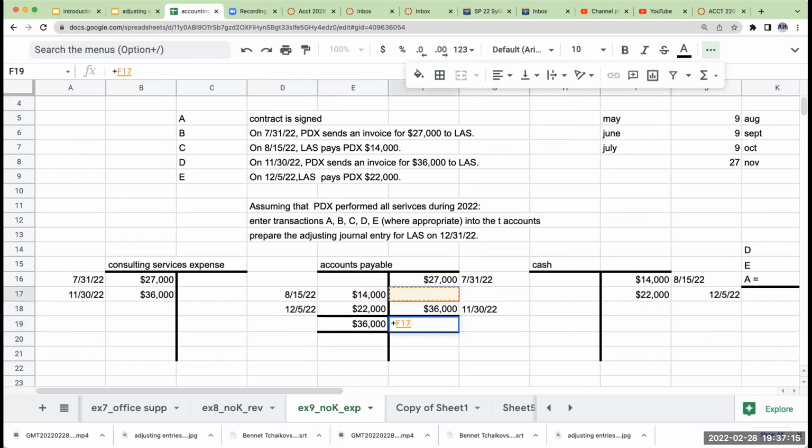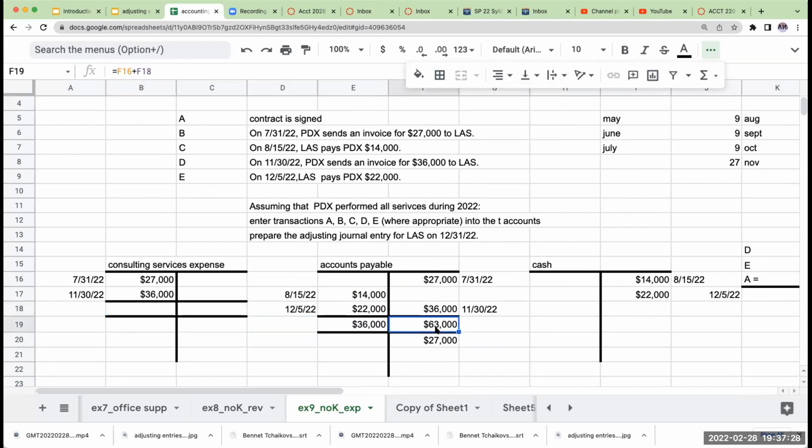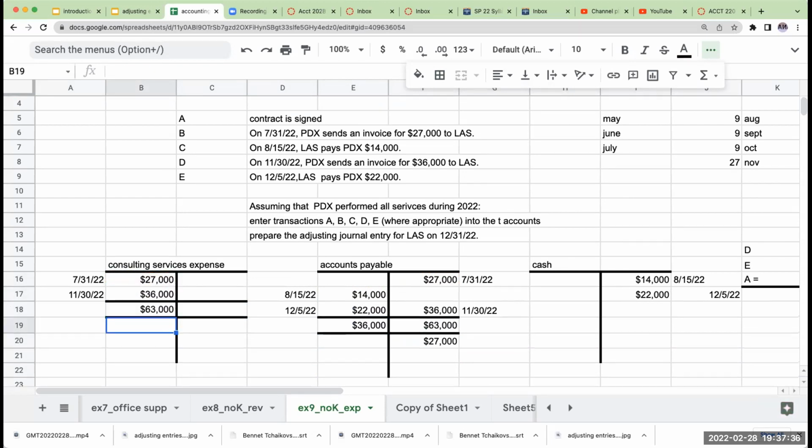So pre any kind of adjusting journal entry, my accounts payable had a balance of $27,000. Over here for my consulting services expense, that doesn't look quite right, but we're going to fix this right now. So it's 36, 14. Oh, there you go. Okay, right over here for consulting services expense, I have a balance of 63,000.